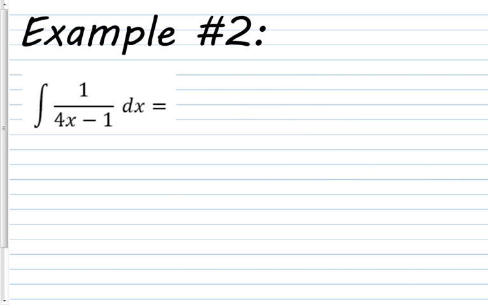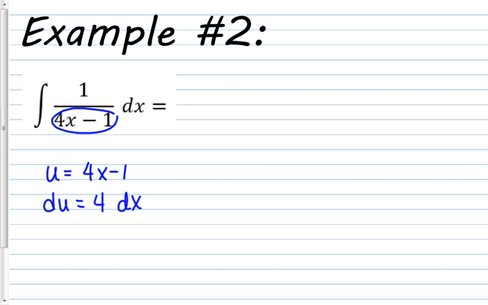Example 2. Okay, so what I want to do now is I want to use substitution. So we're going to call this u. See, in the previous example, it was just a plain old x. But here it's a little more complicated. So 4x minus 1. So du is 4 dx.